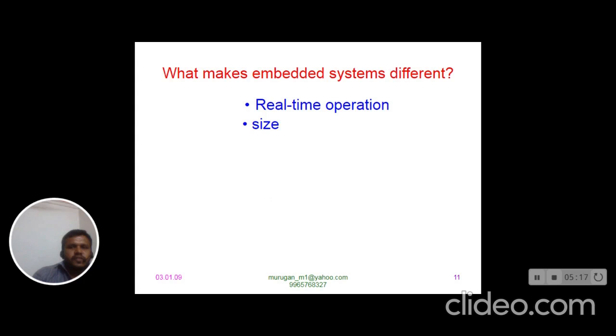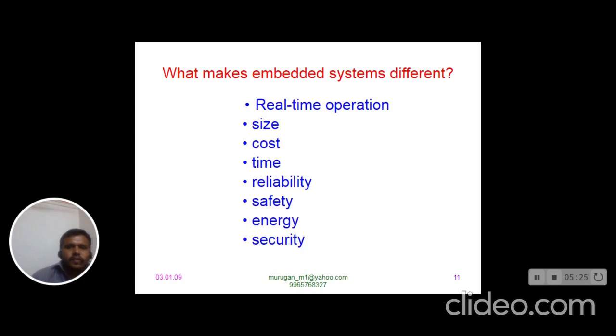What makes the embedded system different? These are the factors that make the embedded system different. The main factor is real-time operation. The next one is size. Size is a very important factor, and also cost. Then we mainly consider the reliability of the system.